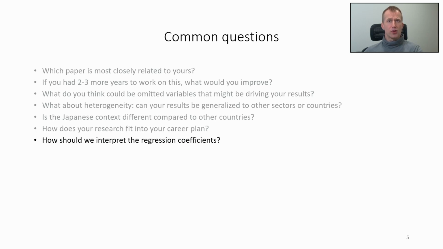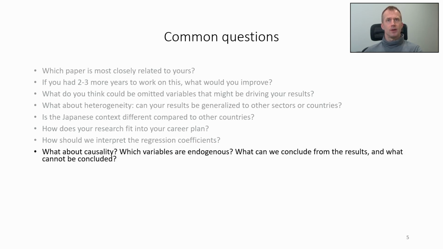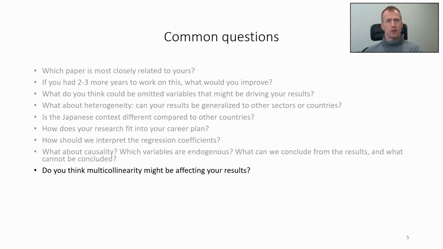How should we interpret the regression coefficients? For example, maybe the regression coefficients indicate a positive relationship between variables without necessarily saying which variable is causing which. What about causality? Which variables are endogenous? What can we conclude from the results and what cannot be concluded? Do you think multicollinearity might be affecting your results? Multicollinearity refers to whether the explanatory variables in a regression are highly correlated between them, which could cause problems in some cases.